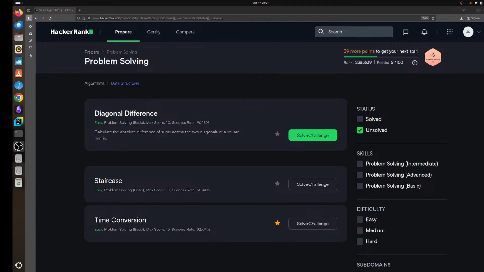In this stream, we are going to complete the diagonal difference and staircase problems. These two problems remain, and there is also the time conversion problem below. We already completed the time conversion problem in the previous stream, so we will do only the diagonal difference and staircase problems, which were not solved previously.